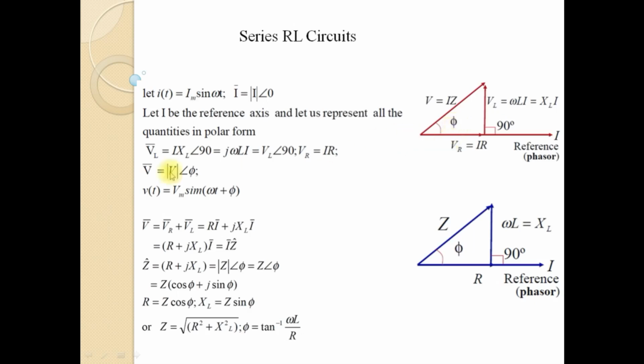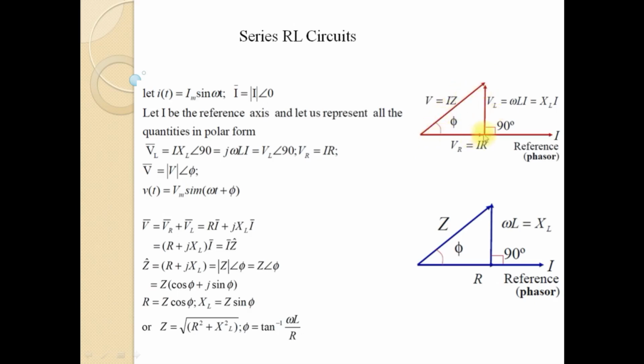By an angle 5 degrees. In that case, if you consider this as the reference signal, i(t) is equal to Im sin omega t, and this is the voltage signal which is leading by an angle 5 with respect to the reference. So v(t) can be written as Vm, which is the maximum value of the voltage signal, sin(omega t plus 5).